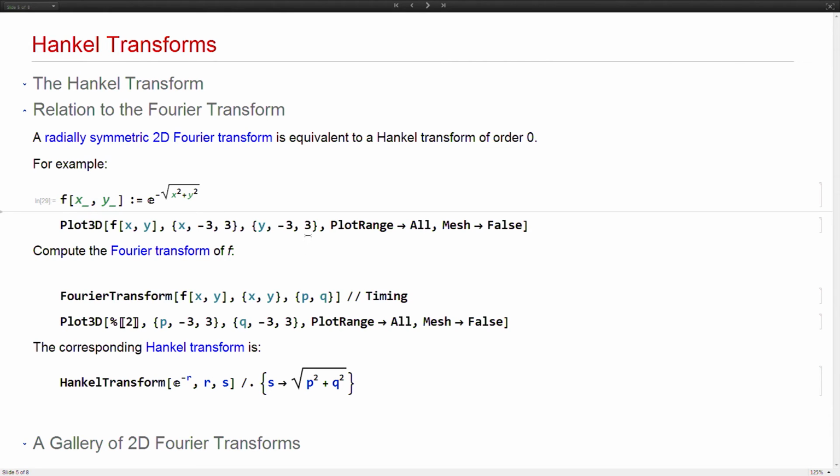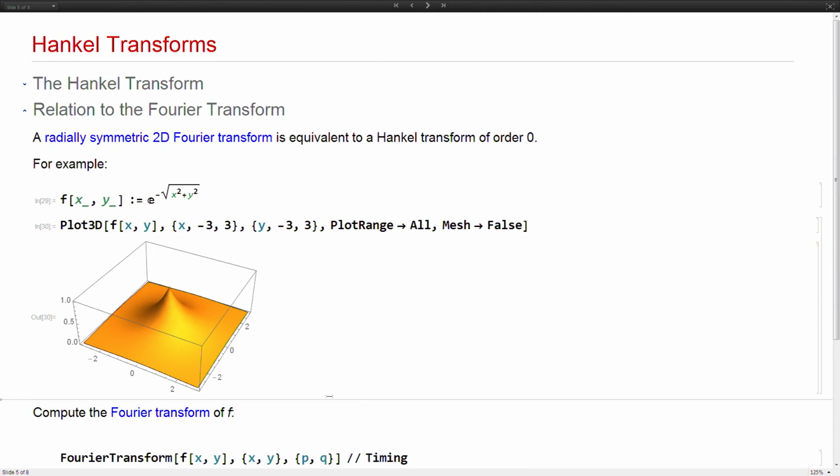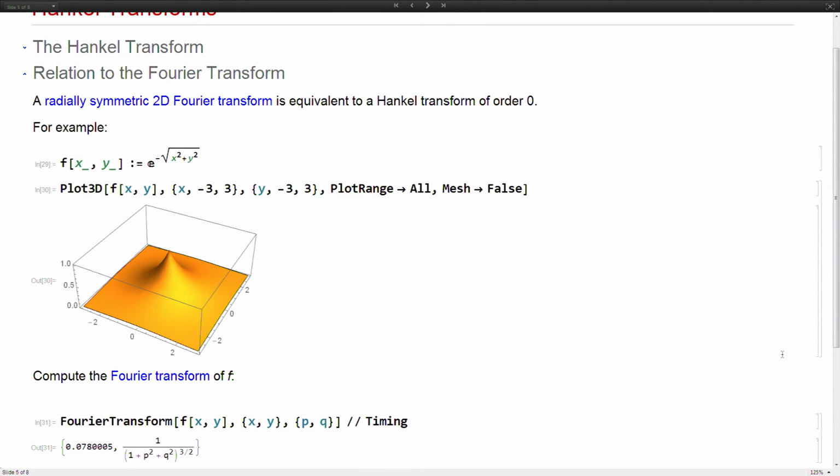Okay, but in fact, a Hankel transform is basically a 2D Fourier transform. So here's the idea that you have a 2D Fourier transform of something, and then you can basically use a Hankel transform to evaluate it.